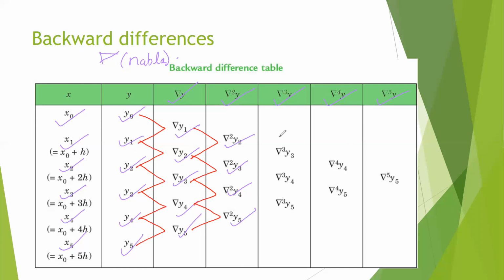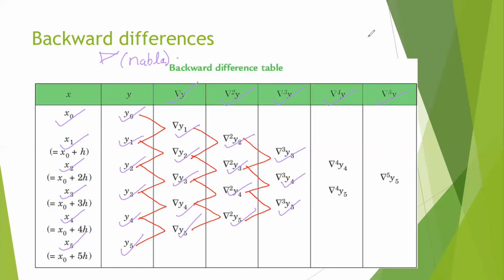Thereafter again third backward differences, nabla cube by 4, nabla cube by 3, nabla cube by 4, nabla cube by 5, which are defined as the difference between nabla square by 3 and nabla square by 2. And here this nabla cube by 4 is defined as the difference between nabla square by 4 and nabla square by 3. And nabla cube by 5 is defined as nabla square by 5 minus nabla square by 4.